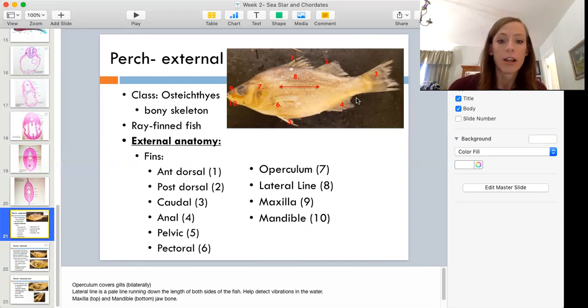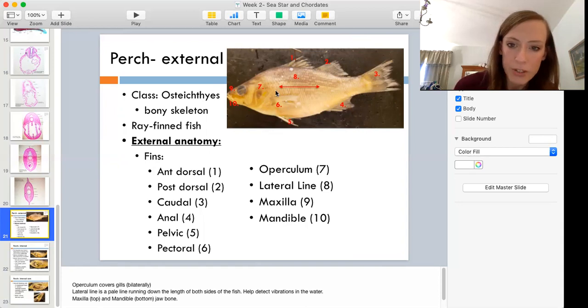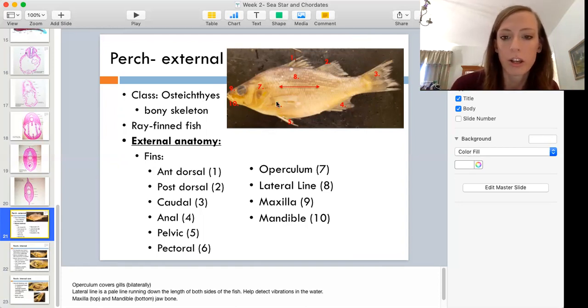There are 6 sets of fins that you should know. Okay, so we've got the anterior dorsal fin, number 1. The posterior dorsal fin is number 2. The caudal fin is number 3. The anal fin is number 4. The pelvic fin is number 5. And then if you can see, 6 is right here, is our pectoral fin. And it's present on both sides of the fish. You just can't see the other one because we're not looking at it.